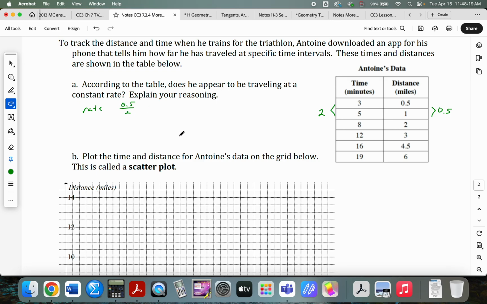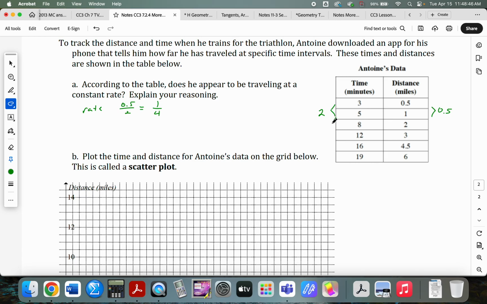We're not really crazy about that because it's part decimal, part fraction. So I'm going to double the top and the bottom and make it 1 out of 4. He's traveling at 1 mile every 4 minutes, or a quarter of a mile per minute. Either way you want to think about it.